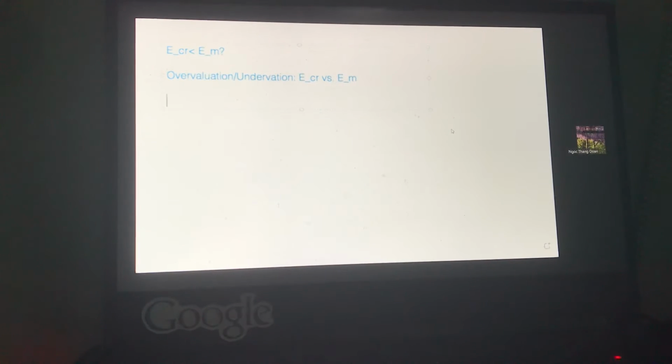The next pair of technical jargon is revaluation and devaluation. For overvaluation and undervaluation, in Vietnamese, định giá cao, định giá thấp. For revaluation and devaluation, nâng giá và phá giá. Revaluation corresponds to nâng giá. Devaluation means phá giá. All of these four terms only exist in the fixed exchange rate regime.